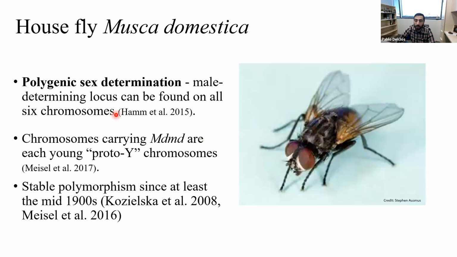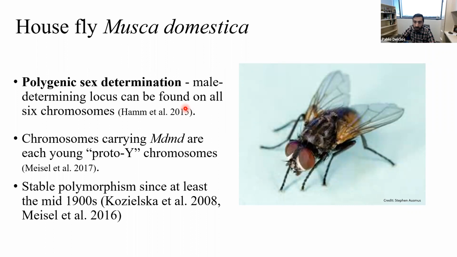So houseflies are pretty unique in this aspect because they exhibit what's called polygenic sex determination, where the primary male determining gene can be found on any of the 6 chromosomes that houseflies have. And so they're not restricted to having any single chromosome designated as its sex chromosome, like you see in most species, including humans.